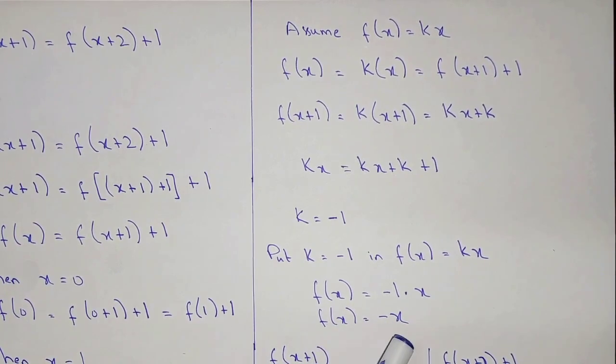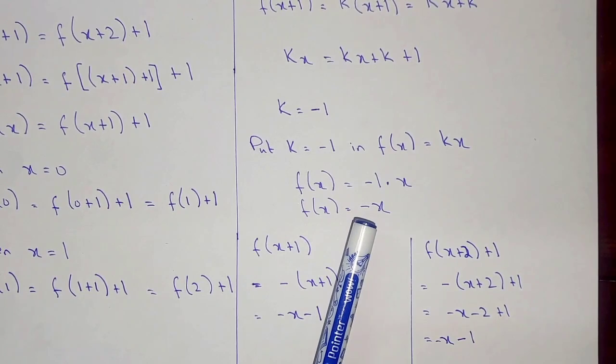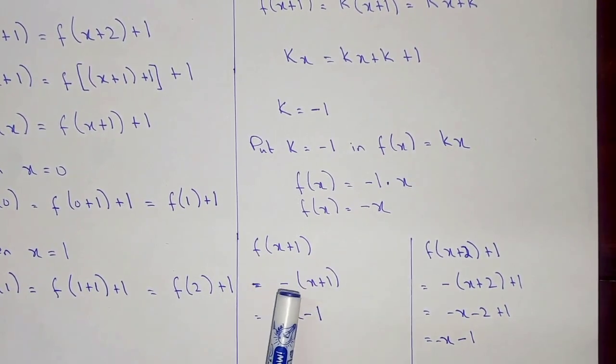Now we will check that if we put the function f(x) = -x in the question, then the two sides should be equal. Now the question is given that f(x+1) = f(x+2) + 1. So we will separate these two and we will input the function f(x) = -x. So we will write -(x+1) instead of f(x+1). So -x - 1.